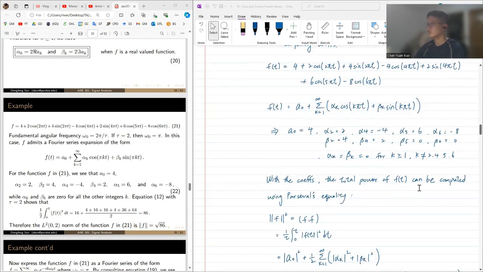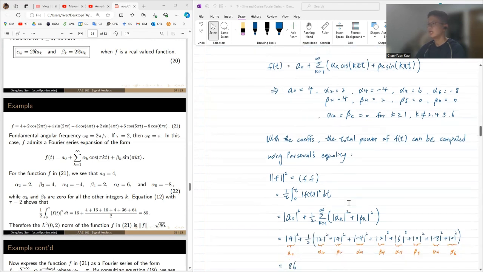Now with these coefficients, the total power of the function can be computed using Parseval's equality. And recall that Parseval's equality told us that the total power of f will equal the square of the absolute value of a naught plus 1/2 times the summation of the square of the absolute value of alpha k plus the square of the absolute value of beta k, where k is from 1 to infinity.